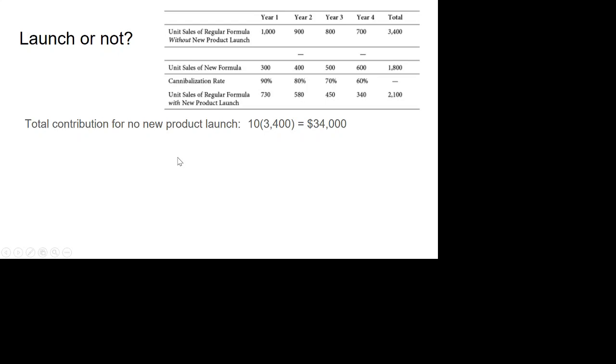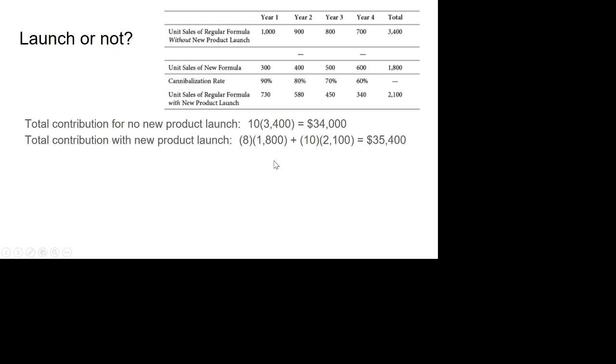Okay, so if you don't launch the new product, you've got $10 contribution. I didn't mention that, I'm sorry. The contribution for the regular formula is $10. Okay, so this is the estimated sales if you don't launch the new one. So 1,000, 900, 800, 700, sum those up, 3,400, multiply that times 10, you'll make total contribution of $34,000 if you do not launch the new product.